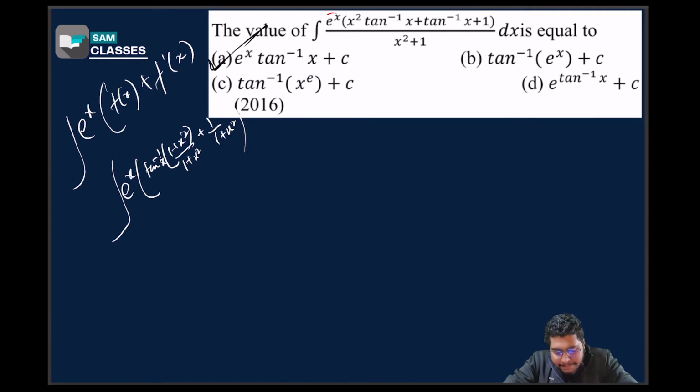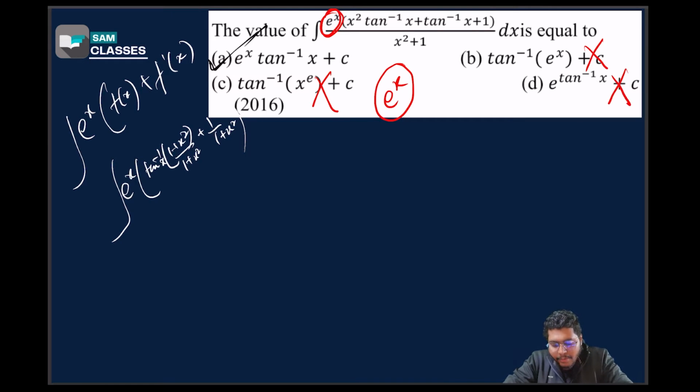See, if you have e power x as a separate entity, you'll end up getting e power x, because we know the integral and derivative of e power x is what? E power x. So somewhere or the other we have to have a pure e power x, meaning separate. Here we don't have it, here also we don't have it, here only, that's it, done. I don't need to solve the whole question also, correct?